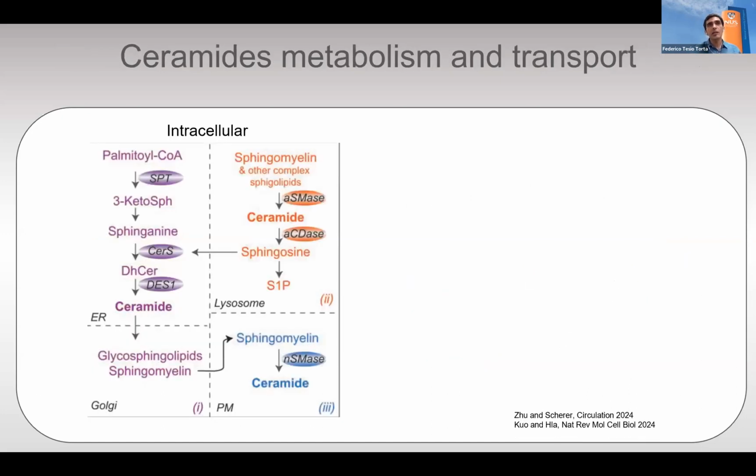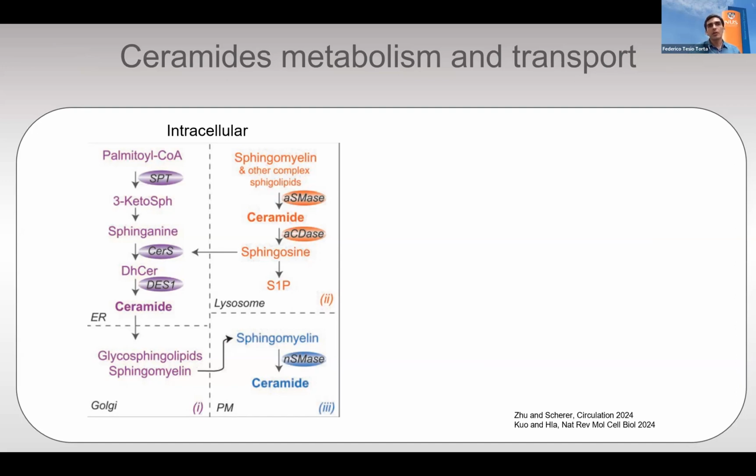The ceramide synthesis that I just described takes place in separate cellular compartments and includes three distinct pathways. In the ER, we have the de novo biosynthesis. In lysosomes, we have the salvage pathway, which recycles the sphingosine backbone by degrading the complex sphingolipids. And then we also have the sphingomyelin hydrolysis, which happens mainly in the plasma membrane.